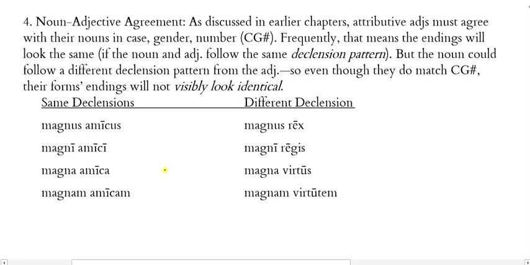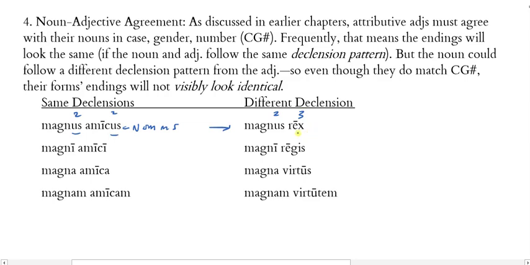And I've got some examples here I want to just walk through with you. So here we have magnus amicus. We're following the same declension. This is second declension, this is second declension, and this is nominative masculine singular, right? Now, I have nominative masculine singular for the next column as well, but these follow different declension patterns. Magnus is a second declension adjective when it's masculine, but rex is a third declension masculine noun. So they follow different declension patterns. Notice that magnus amicus match in case, gender, number and also visibly look the same. Magnus rex, they also match in case, gender, number. They're both nominative masculine singular, but they don't look the same on the end because they're following different declension patterns.